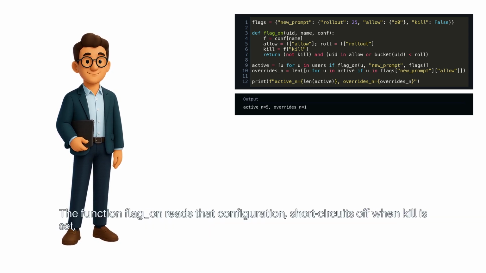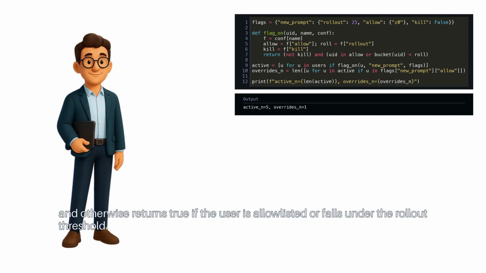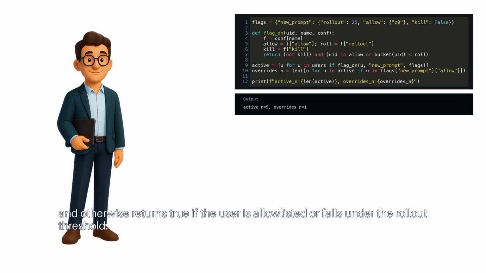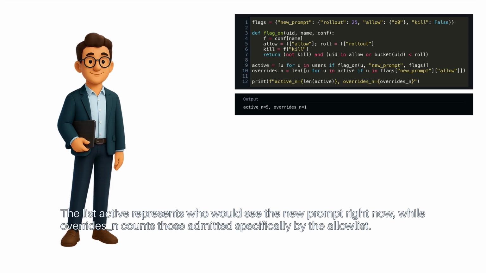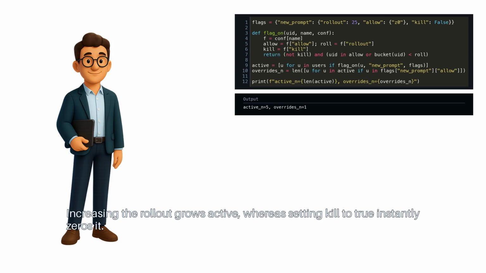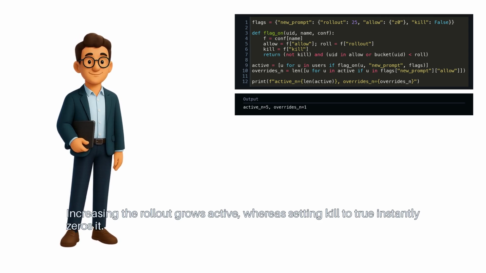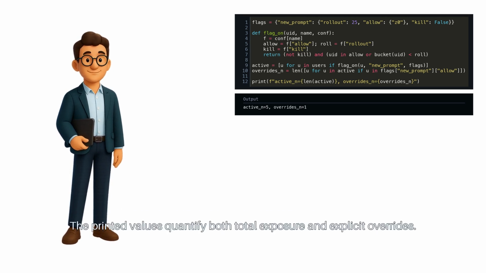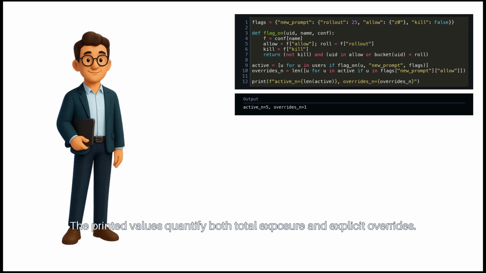The function flag_on reads that configuration, short circuits off when kill is set, and otherwise returns true if the user is allow listed or falls under the rollout threshold. The list active represents who would see the new prompt right now, while overrides_n counts those admitted specifically by the allow list. Increasing the rollout grows active, whereas setting kill to true instantly zeroes it. The printed values quantify both total exposure and explicit overrides.